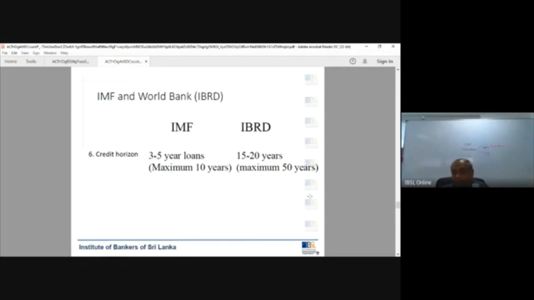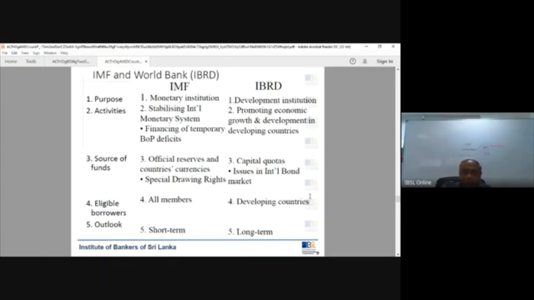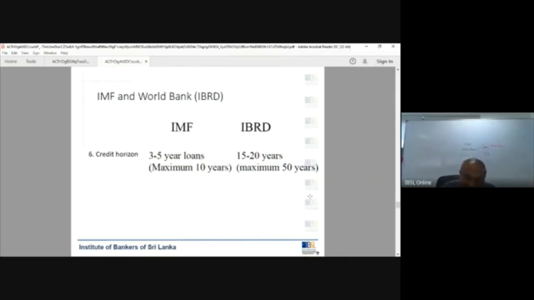Basically, looking at this comparison, the IMF is a monetary institution, IBRD is a development institution. IMF loans can be taken by all members, 188 members. IBRD will give loans only to developing countries. Then IMF loans are short term, whereas World Bank loans are long term. Sometimes it can go up to 50 years. Right? Okay.